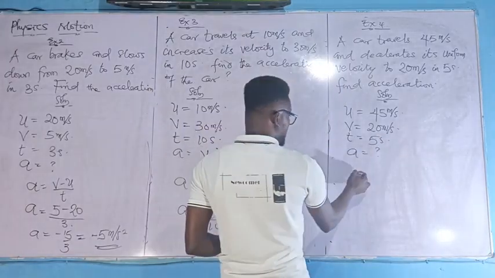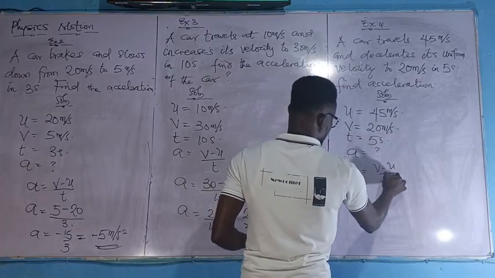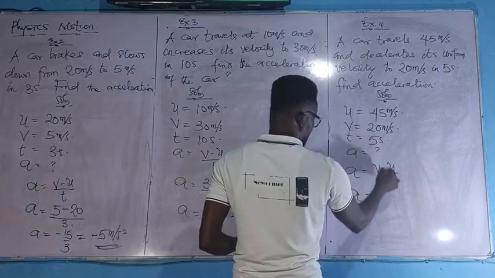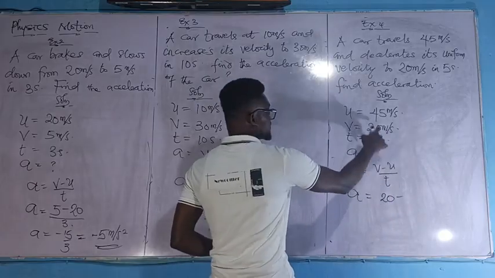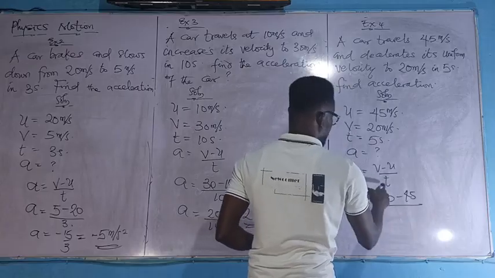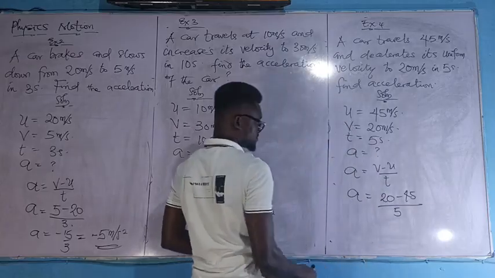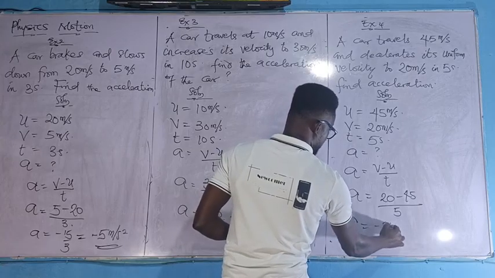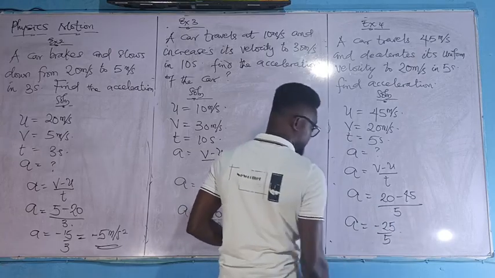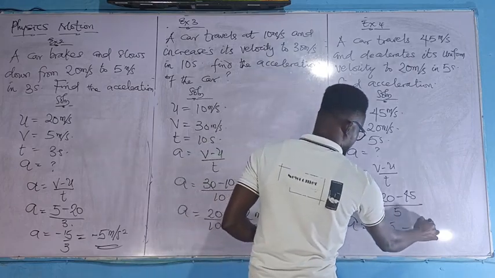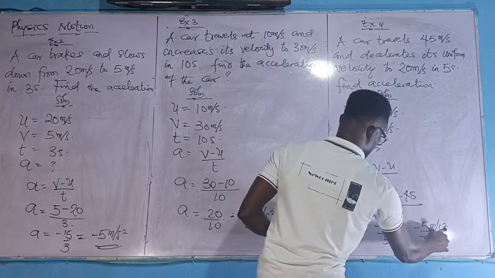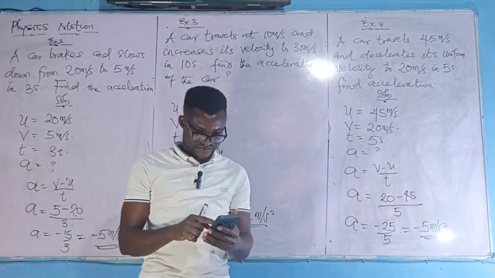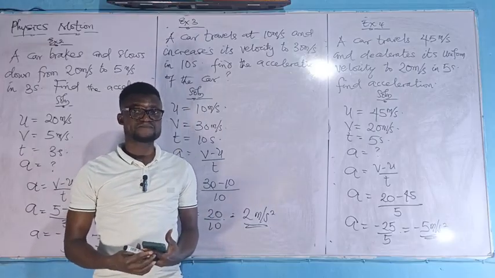So with this, we have the formula: acceleration is change in velocity over time. Here we have the final velocity given as 20, initial velocity given as 45, and the time interval given as 5. So acceleration becomes 20 minus 45, which is minus 25, divided by 5. If you divide this, you are going to have minus 5 meters per second squared. Okay, so I believe you are getting the whole gist.